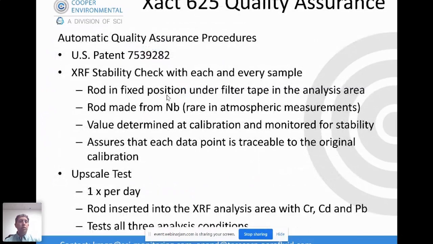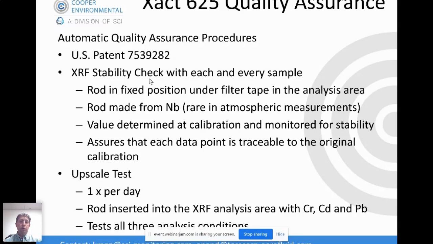And then finally, once the instrument is shipped out in the field, there are a number of very unique quality assurance procedures that are available on the Xact 625i. These quality assurance procedures are based on our US patents that we hold, and they include an XRF stability check that validates the XRF portion of the Xact with each and every sample, as well as an upscale test that we perform on the instrument once per day.